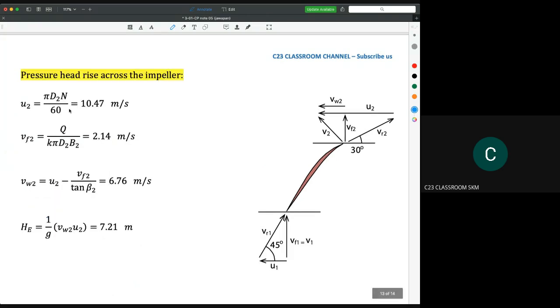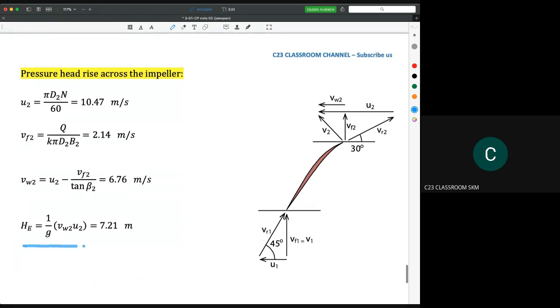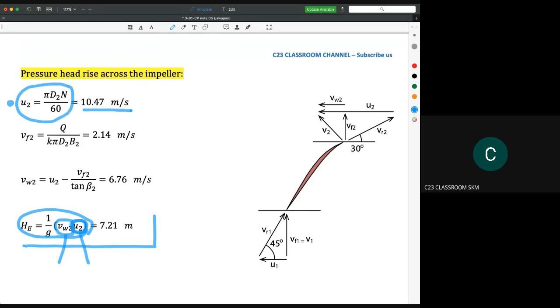Then we calculate the pressure head rise across the impeller. The pressure head rise across the impeller is actually reflecting the Euler head. So this is the equation for Euler head. We need to determine what is the V2 and what is the U2. The simpler one is the value of U2, because U2 can be calculated by using this equation. You substitute everything, and you will get 10.47 meter per second.